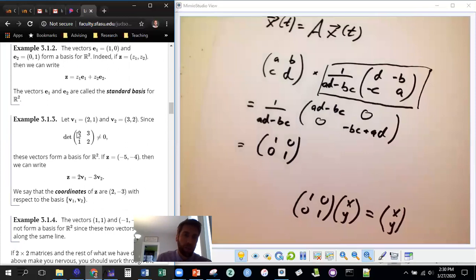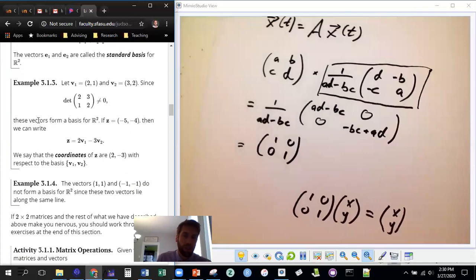Well, now here's some vectors, (2, 1) and (2, 3). Now, let me look at this one. If v1 is (2, 1) and v2 is (3, 2), and z is (-5, -4), then z can be written as 2 times v1 minus 3 times v2. So the coordinates of z are (2, -3) with respect to these vectors, which are called a basis.